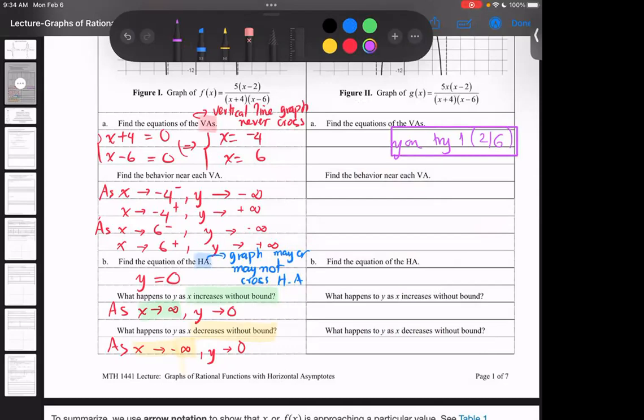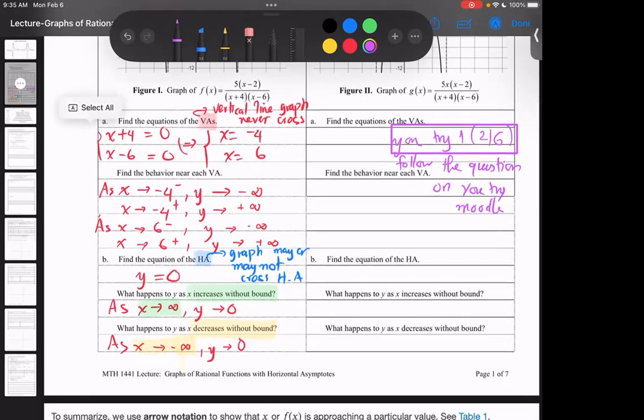So you try one. In your "You try one," I don't follow the format here. It's shorter. Okay. Just follow the question on "You try." You try Moodle. It's very clear. I give you everything. Just answer the question. That's all.